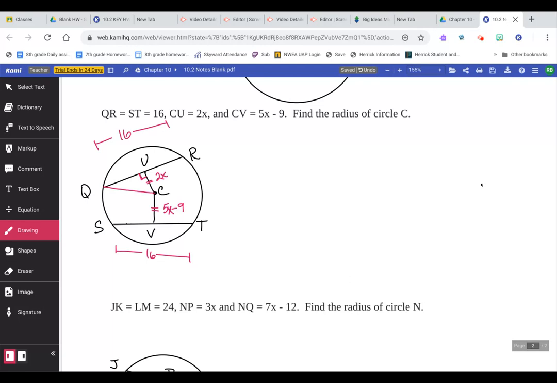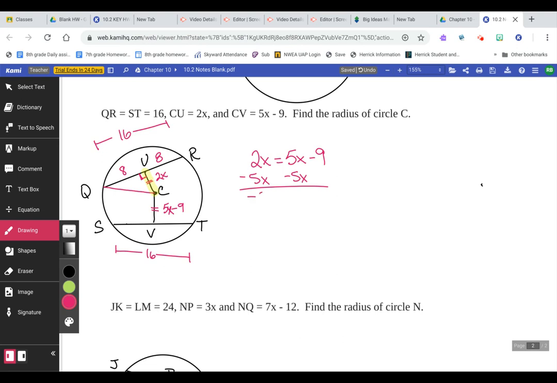Because the chord is bisected by the line going from the center of the circle, this side is 8 on the triangle, that portion is 8. Now we can figure out what this length is because that is congruent, 2x is congruent to 5x minus 9. So when I subtract 5x, I get negative 3x is equal to negative 9, therefore x is equal to 3. If I plug that in, 2 times 3 gives me 6.